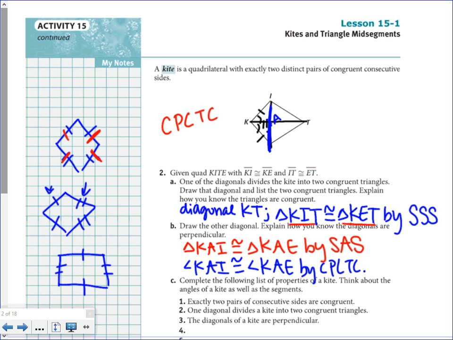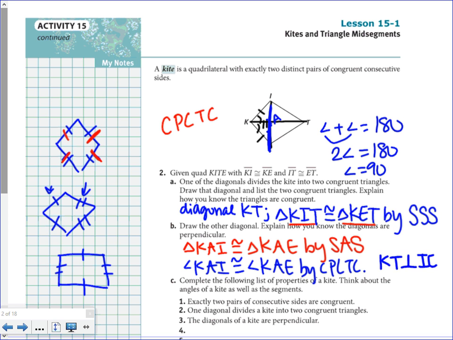And then if your two congruent angles form a linear pair, which they do, these angles create a straight line. They're supplementary. Then they have to be right angles. Think about it. An angle plus an angle equals 180, where these are the same thing. Two angles equal 180. Your angle has to be 90 degrees. They have to be a right angle. And so since we have right angles that are formed, that's how we know that the diagonals are perpendicular. So KT is perpendicular to IE because we have right angles that are formed.